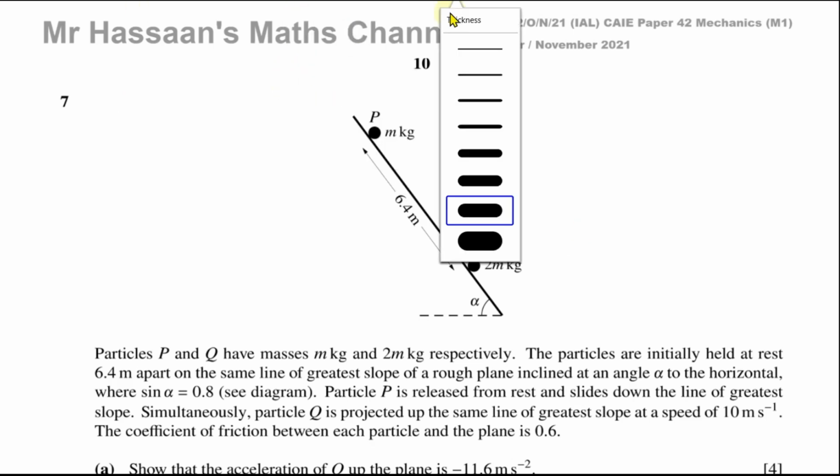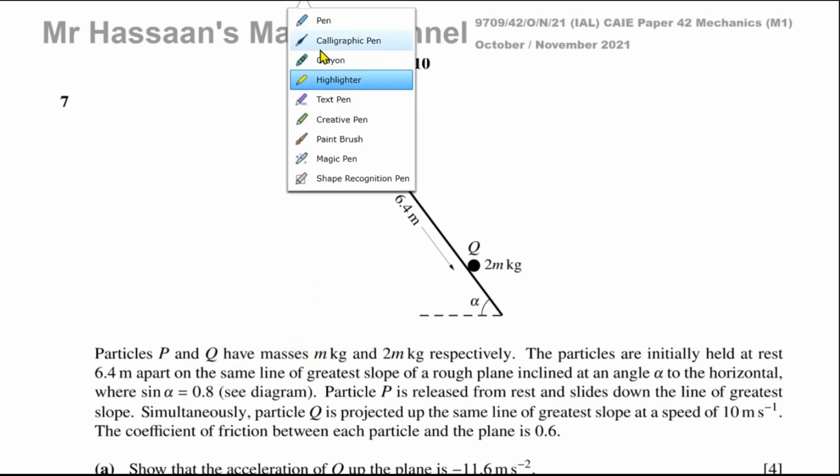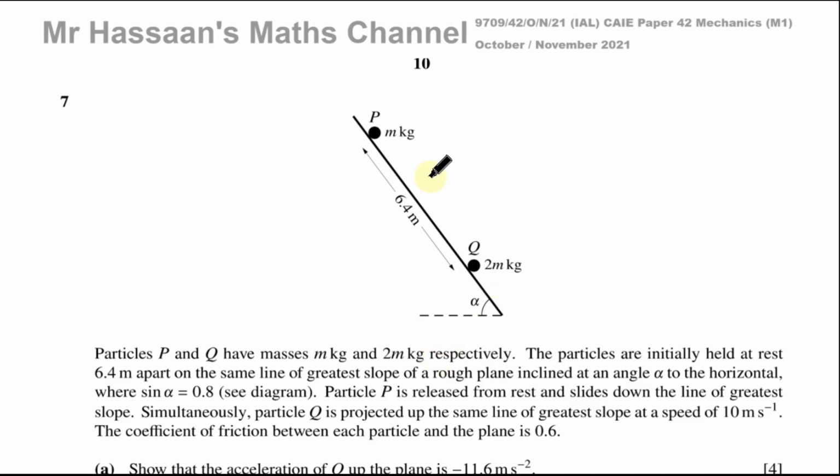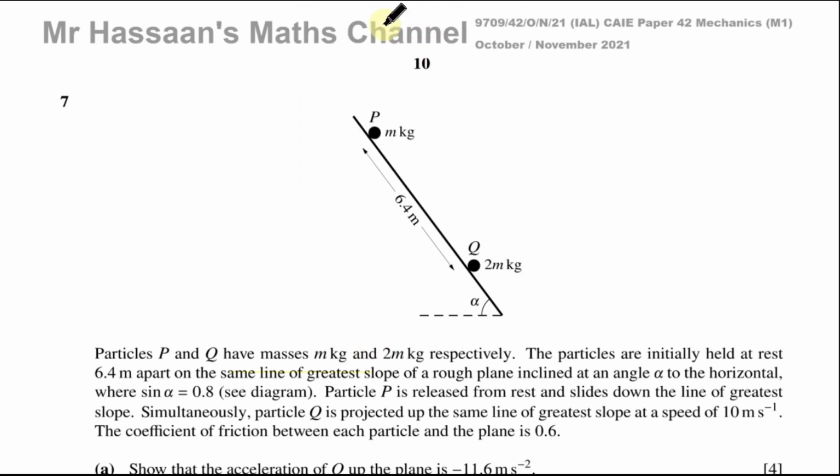So here we have to deal with these questions. It says particles P and Q have masses m and 2m kilograms respectively. The particles are initially held at rest 6.4 meters apart from each other on the same line of greatest slope on a rough plane inclined at angle alpha to the horizontal. So on the same line of greatest slope. What does that mean?